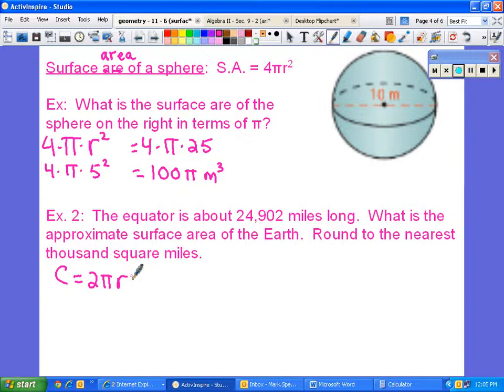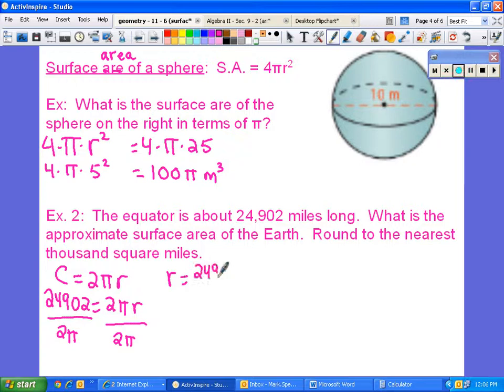Alright, so they give us the circumference. So we have 24,902 is equal to 2 pi r. Now to solve for r, what are we going to divide by? 2 pi. So we divide both sides by 2 pi. So we get that the radius is equal to this. Okay, do not simplify this. Why should I not simplify this?